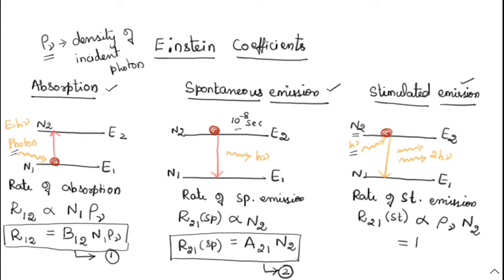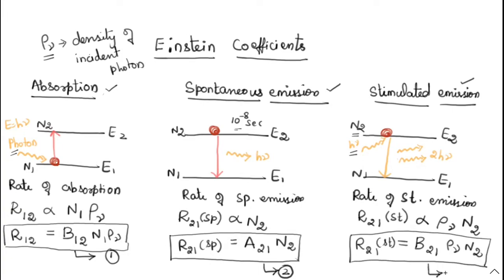So now I am going to remove this proportionality symbol by means of a constant. So here B, the transition takes place from 2 to 1. So B21 rho nu N2. Okay, and then here B21 is nothing but the stimulated emission proportionality constant. Okay, so this I am considering as equation number 3.